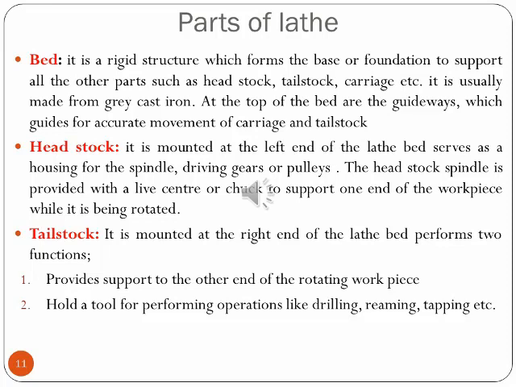Then we have the cone pulley and back gear assembly. The cone pulley drives the main spindle through belting and is driven by the motor. The various spindle speeds can be obtained by shifting the belt on the different steps of the cone pulley. The spindle speeds can also be further varied using a back gear arrangement. So we can get different speeds in this type of lathe with the help of the cone pulley and the back gear.